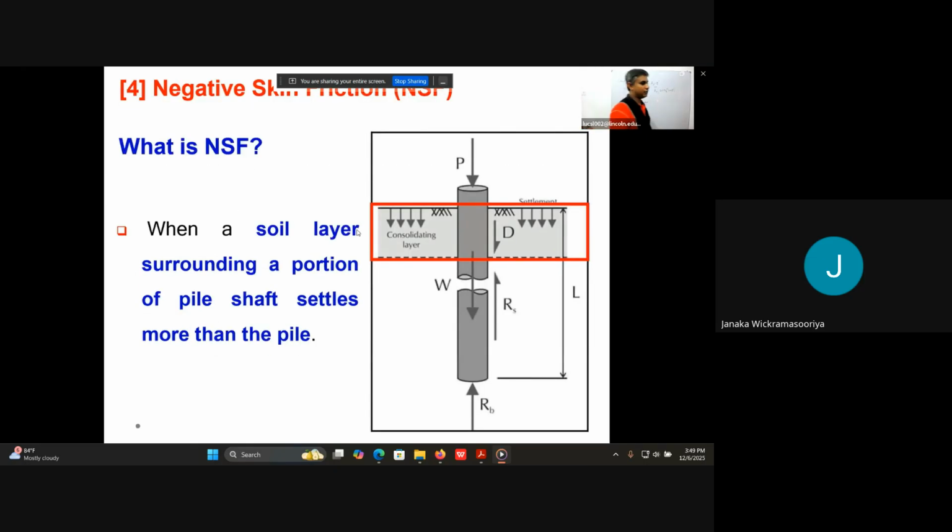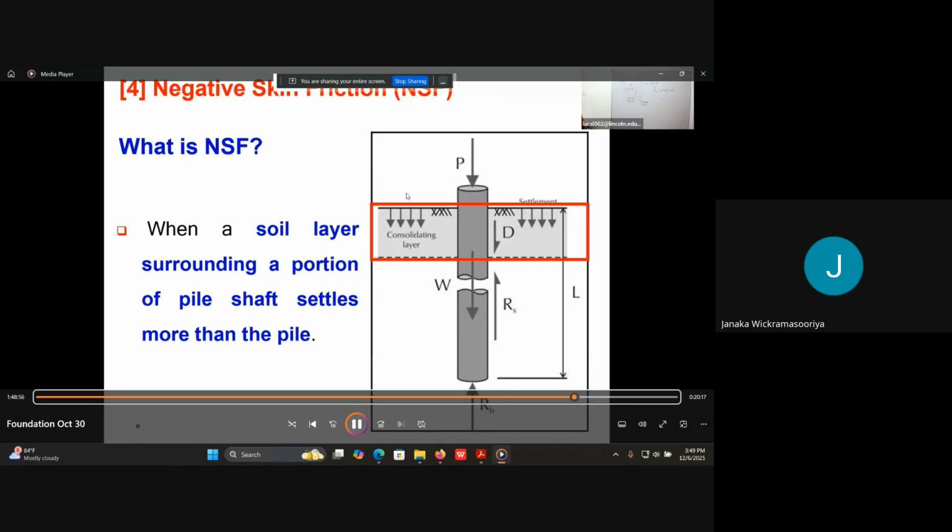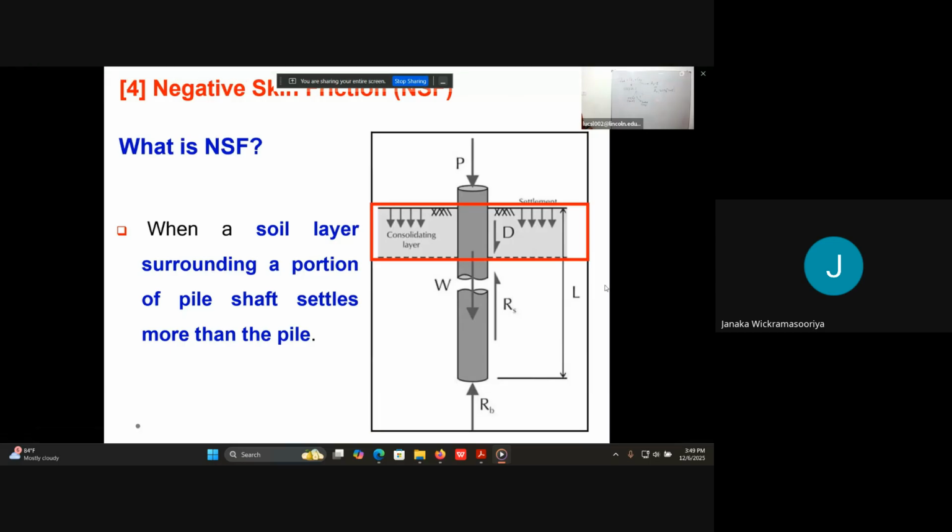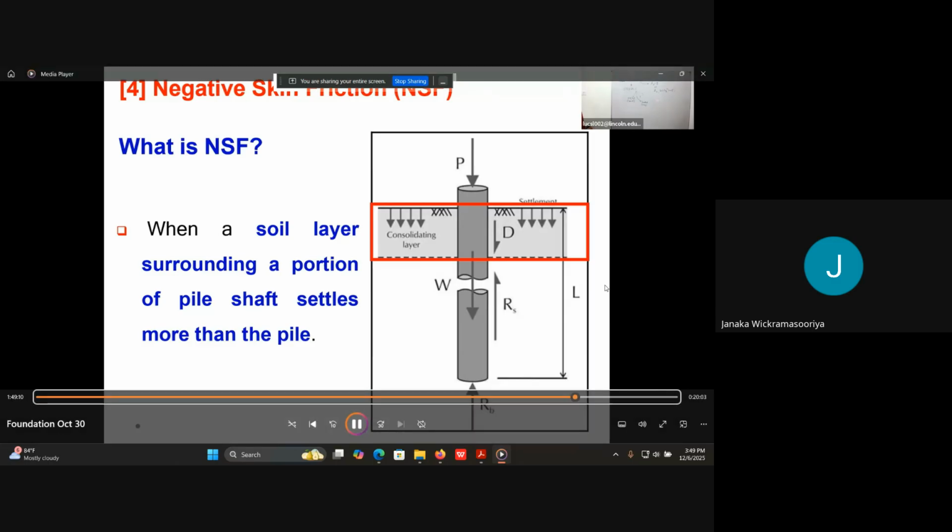The next thing is the negative skin friction. Sometimes there might be a question in the exam. What is negative skin friction, or NSF? When a soil layer surrounds a portion of the pile shaft and settles more than the pile, what happens is this particular soil goes down more than the pile. So the friction acts downwards. That is called negative skin friction.